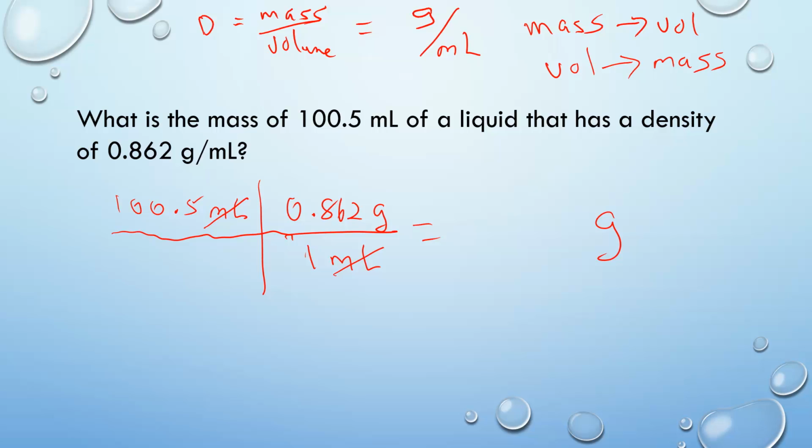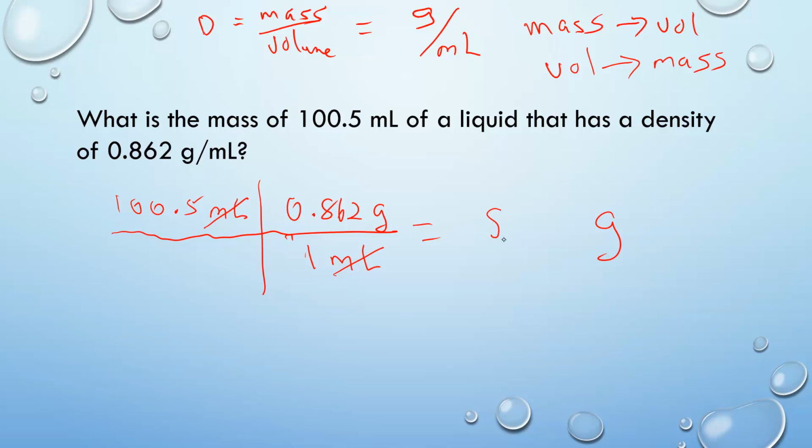It says, what is the mass? So our mass in grams. So we didn't have to even think about the problem. We just wrote down the information, set it up as a dimensional analysis problem, canceling out our units. We have it set up right. So now we just multiply our 100.5 times our 0.862 grams, divide by 1, and we get our answer.